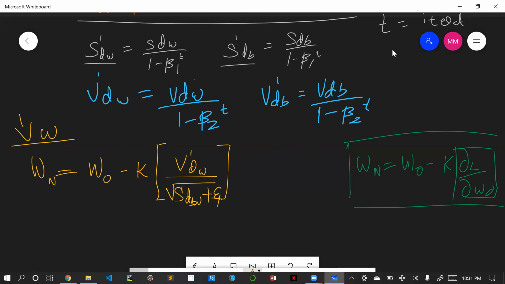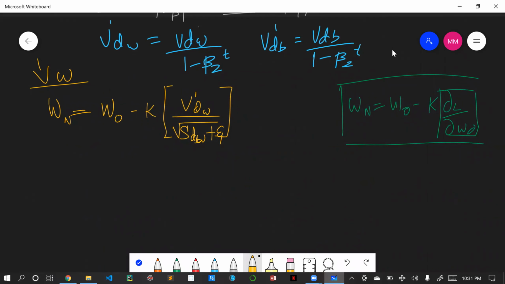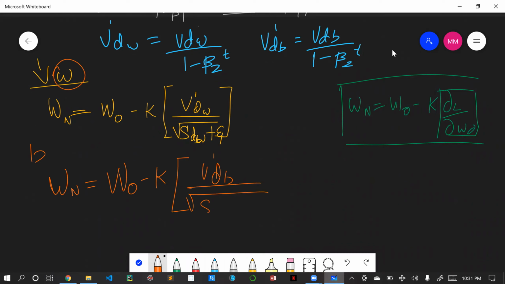Okay, so now we got our equation for W. Now we need to find it for B. For B it will be the same. W new is equal to W old minus K learning rate of V dash of dB divided by square root of S dash of dB plus epsilon. Simple, right? So as per RMSprop also, we need to update the weight.